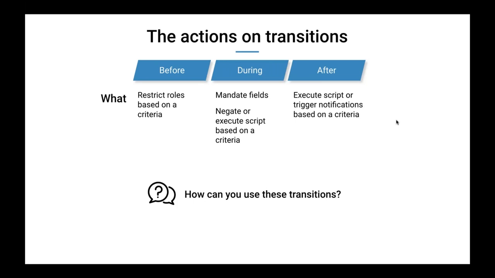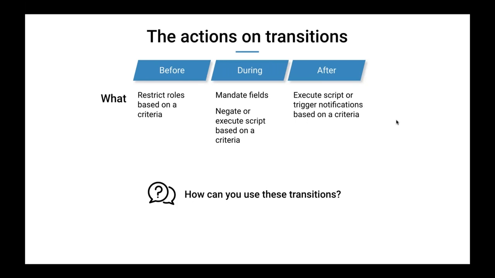And while the status change is happening, when I'm exactly sending it for approval, I can mandate certain fields to be filled in. I can even stop the request from being processed if it doesn't meet my criteria, or execute custom scripts. And after it moves from open to approval status, I can execute scripts or even send out a custom notification just when the request moves from one status to the other. So over here, just for a transition, I can send out a custom notification.